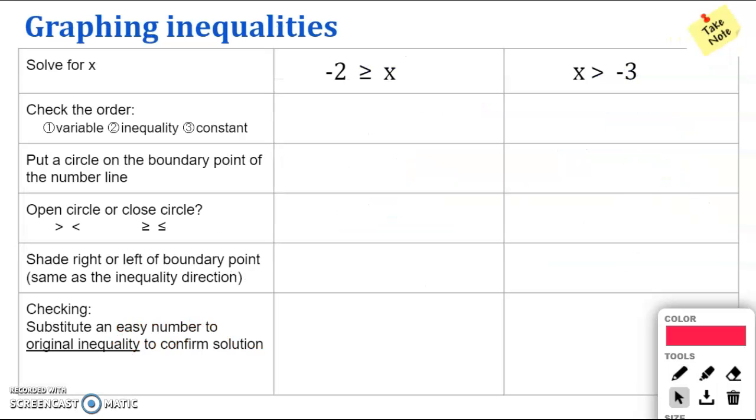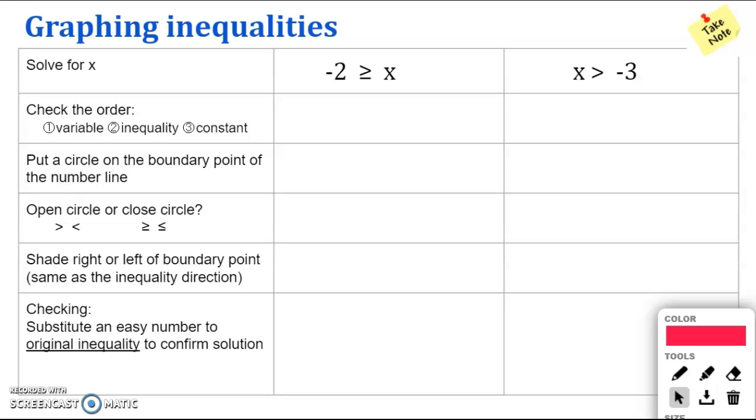Okay, let's take some notes on graphing now. Okay, so in the previous questions, we got the two solutions to be -2 greater than or equal to x, and x is greater than -3. So this is number 1 and this is number 2 from the previous problem. The first thing before you graph is check the order. I always prefer the variable first, then the inequality, and then the constant.